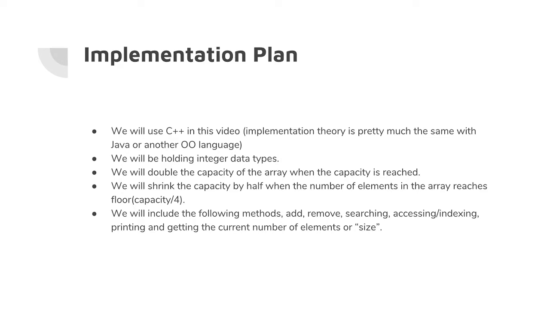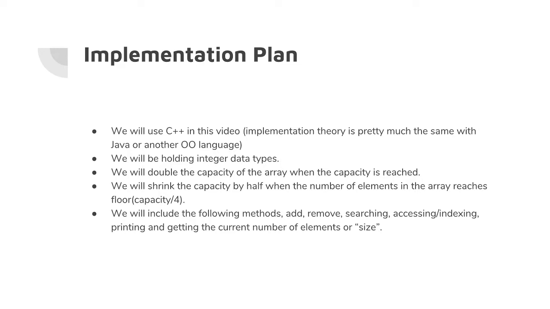And so in today's video, we will be implementing a dynamic array in C++. The implementation theory is pretty much the same with Java or another OO language. So if you're using Java or another OO language, the theory behind how you implement it is fairly the same. But like I said, in this video we're going to use C++. And we will have our dynamic array holding integer data types, because this makes the implementation and demonstration testing fairly simple. But you can always have pretty much any data type you want, especially if you use something called generics.